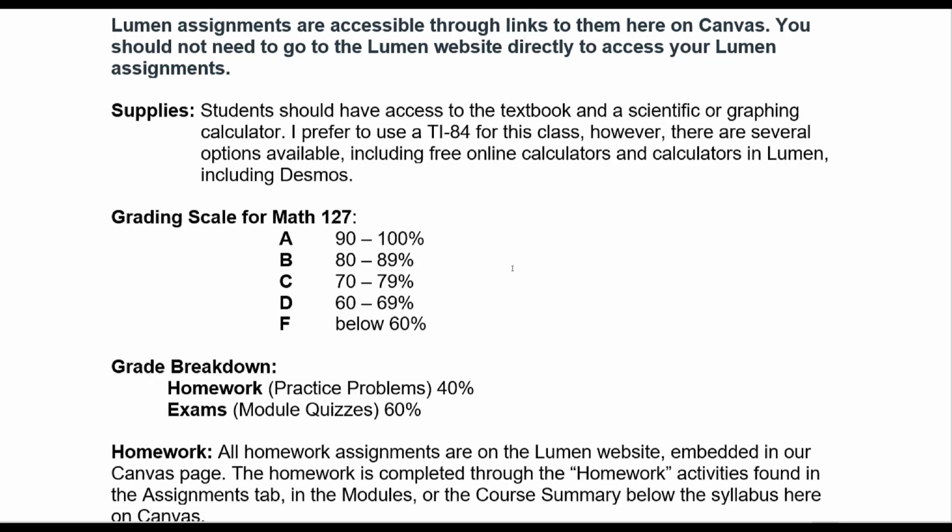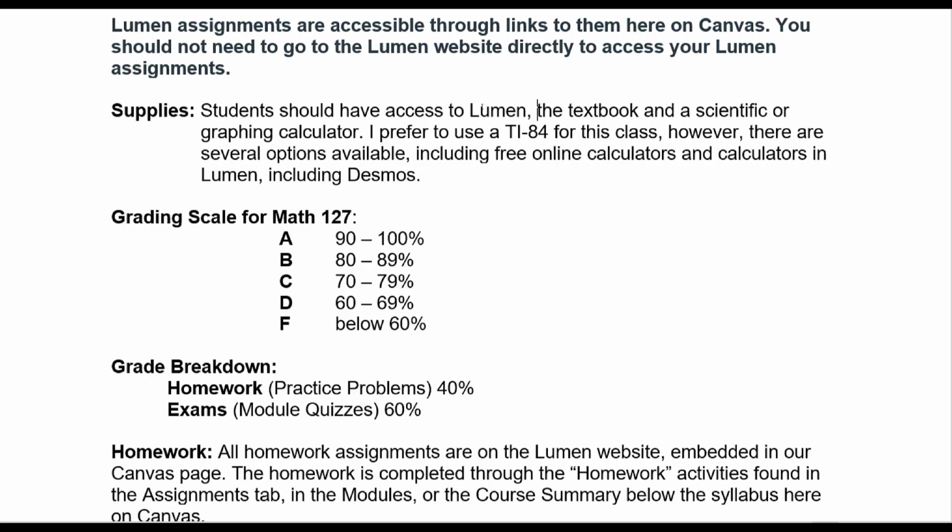Okay, supplies. Students should have access to Lumen, the textbook, and a scientific or graphic calculator. I prefer the TI-84 for this class. However, there are several options available, including free online calculators and calculators in Lumen, including Desmos.